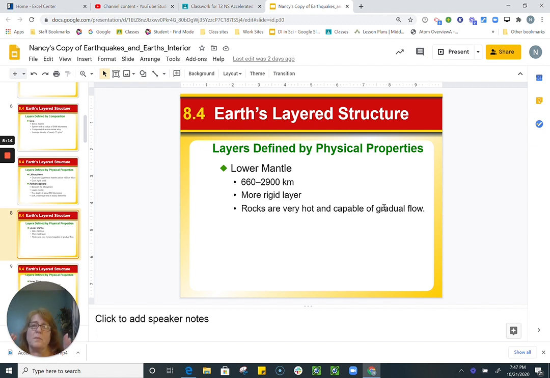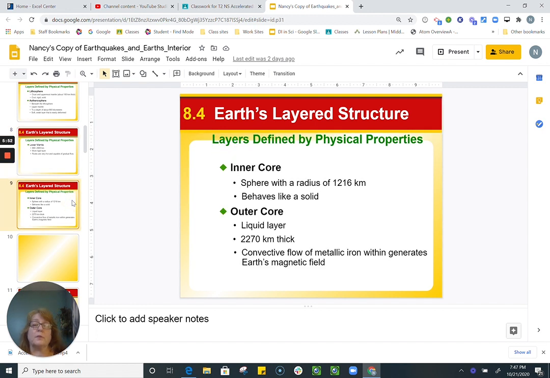When they talk about gradual flow, think about a real thick silly putty, but you have to remember all that's compacted together and all those layers on the outer part of the earth are applying pressure to the lower mantle. So even though it's very hot, it's not going to be flowing rapidly because of the pressure keeping it together. It's going to have a gradual flow, much more viscous, and it's not going to flow rapidly.